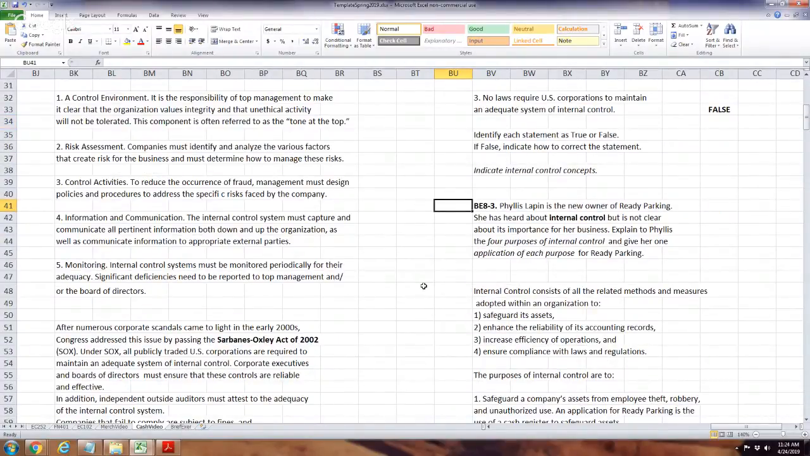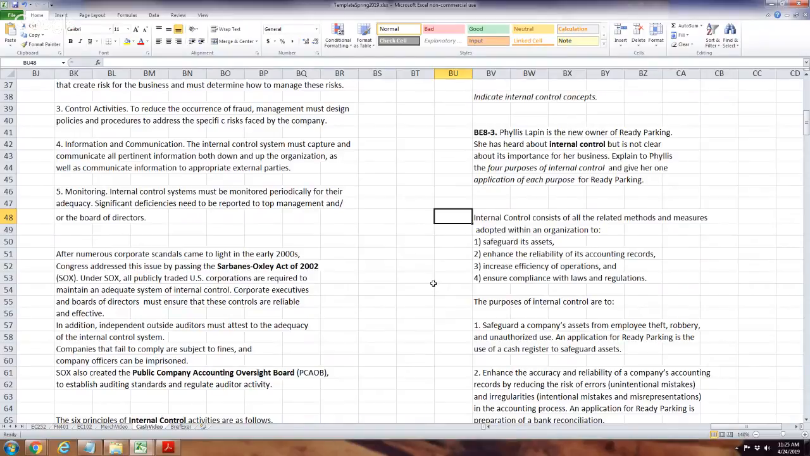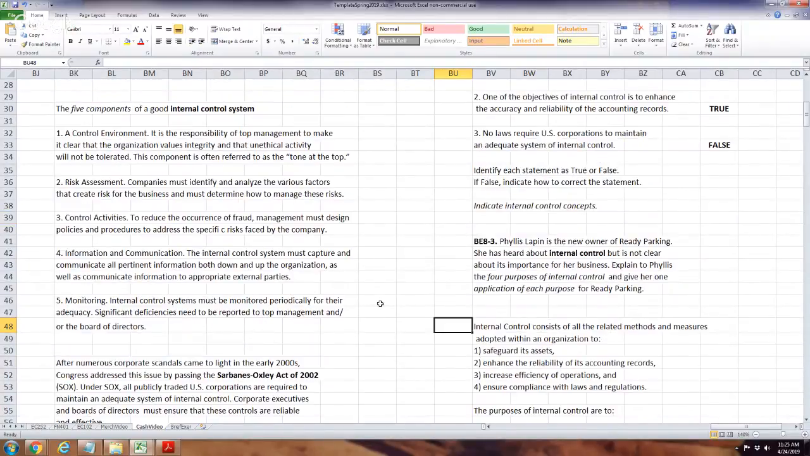New owner of Ready Parking, and folks, think about Ready Parking. How many parking garages and basements are there in New York City? And there's an operator in there, many, many, many. And there's a lot of cars in and out of there. And again, you've got to keep records of the credit sales, the cash sales. The four purposes of internal control, and give one application of each purpose for Ready Parking. So, yeah, safeguarding assets, enhancing the reliability of accounting records, increasing the efficiency of operations, ensuring compliance with laws and regulations. You can't run an unlawful business. You just simply can't.